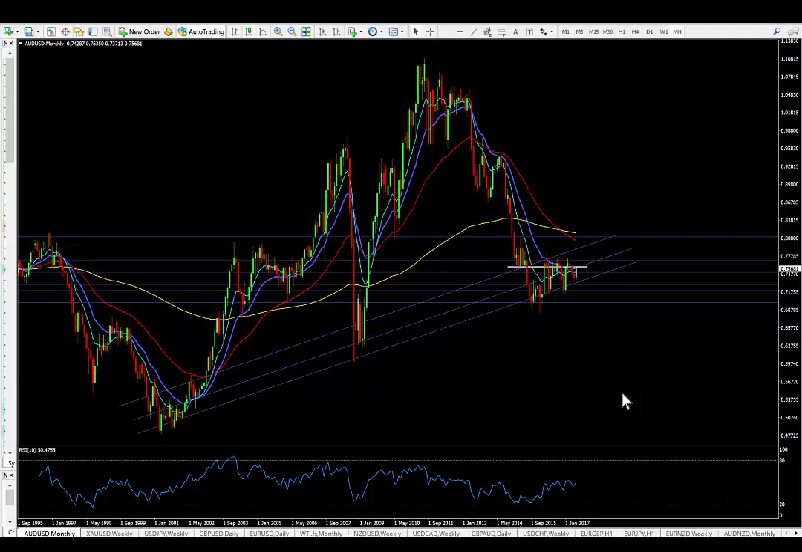And this week I'm going to be looking at Aussie dollar. And as usual, I like to start with the context, and in this case the context is pretty well placed on the monthly chart, where we can see the greater picture of where we've actually come from.